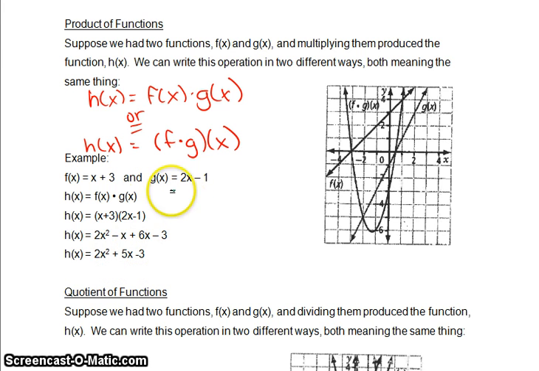Alright, so you multiply when we're given that multiplication symbol. So multiply f of x and g of x, and that will give you a result of h of x when you collect all your like terms and simplify.